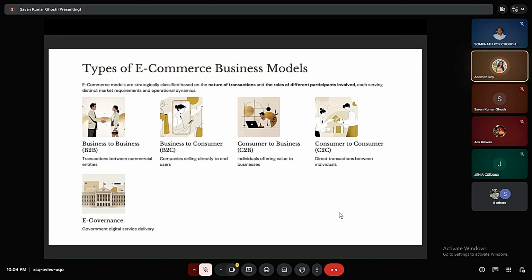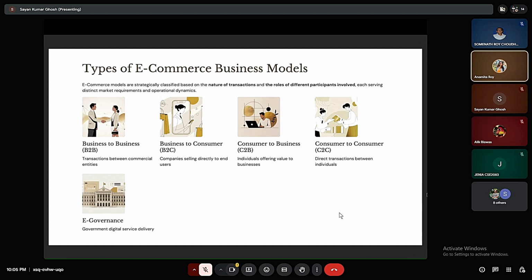Now I will explain the different types of e-commerce business models. E-commerce models are classified based on the nature of transactions and the parties involved in the process. Each model serves a different purpose in the digital marketplace. The first model is business to business, also known as B2B, where transactions take place between two business organizations such as manufacturers or wholesalers. The second model is business to consumers or B2C, where companies sell products or services directly to end users. This is the most commonly used e-commerce model today.